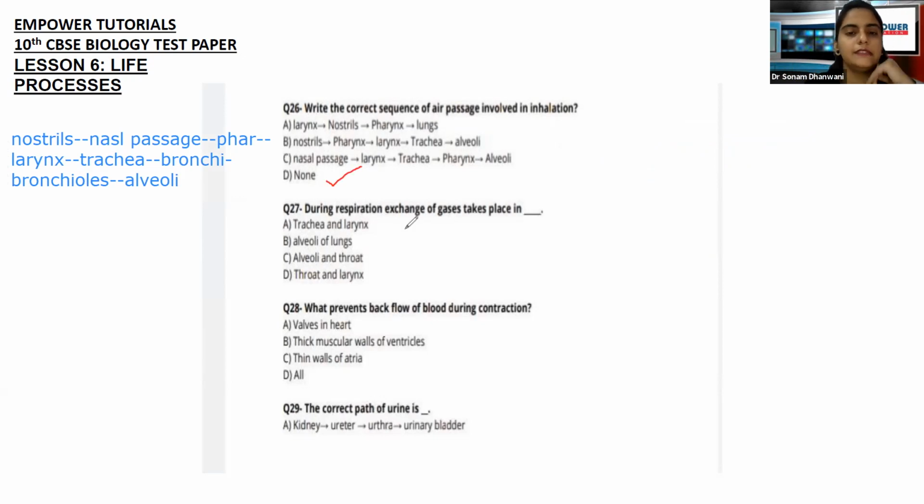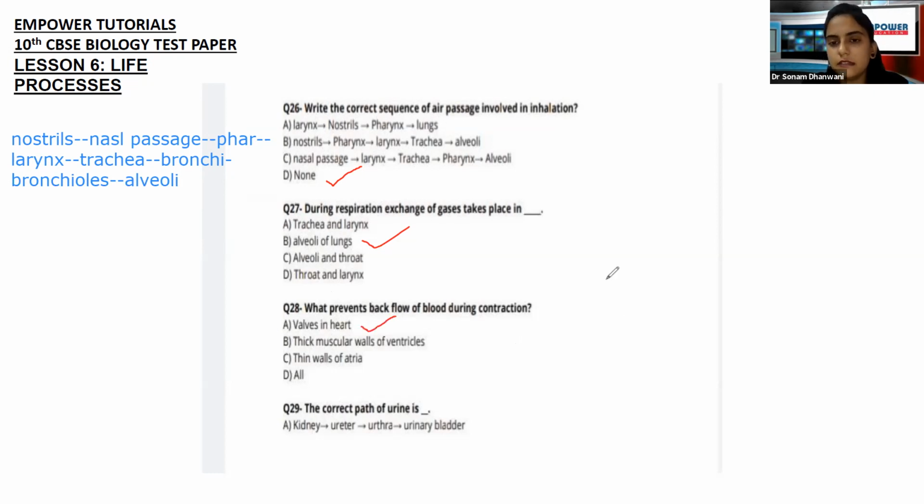Next, during respiration, exchange of gases takes place in, very simple it is, it takes place in the alveoli of the lungs, correct? Yes. Next, what prevents backflow of blood during contraction. Yes, what prevents backflow of blood? Thin muscular walls. Walls have nothing to do with backflow. Yes, thin walls of ventricles, thin walls of atria. No, it's not. So the answer to this is valves will prevent the backflow of blood.